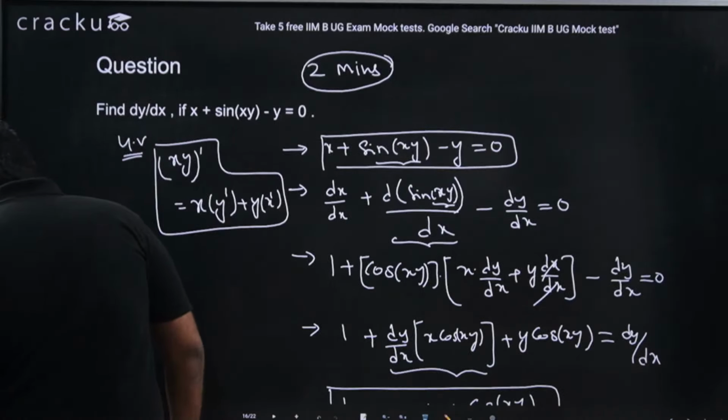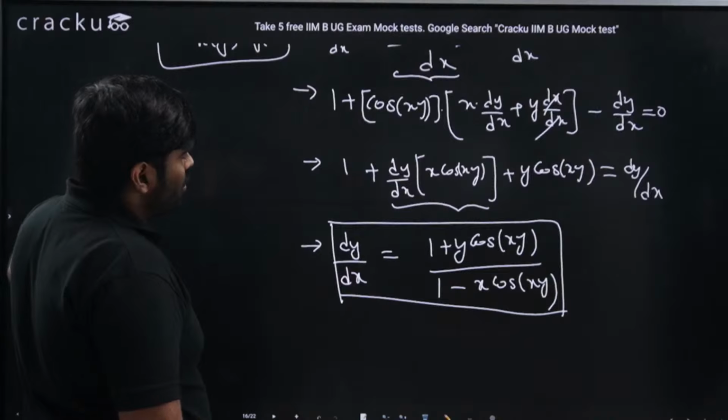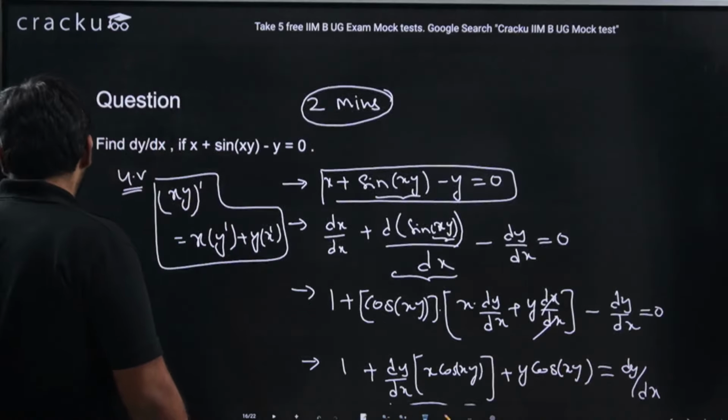Any doubts, guys? Let me check the comment section. All right, fine. So this is 1 plus y cos of xy by 1 minus x cos of xy. Fine.